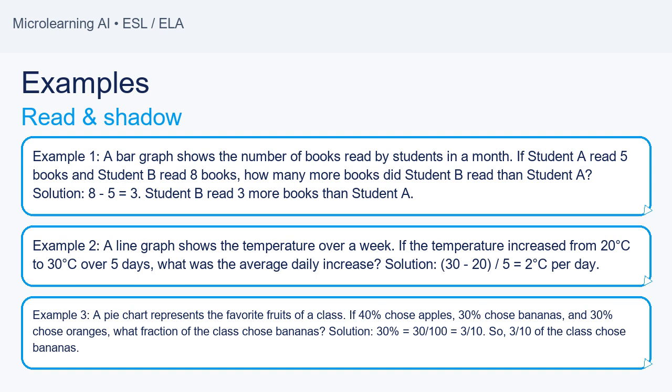Example 2. A line graph shows the temperature over a week. If the temperature increased from 20 degrees Celsius to 30 degrees Celsius over 5 days, what was the average daily increase? Solution. 30 minus 20 divided by 5 equals 2 degrees Celsius per day.